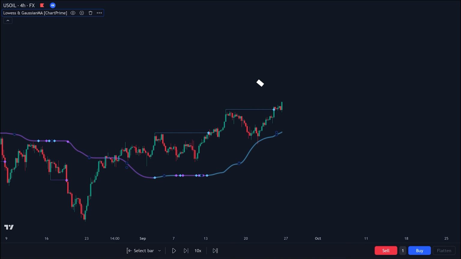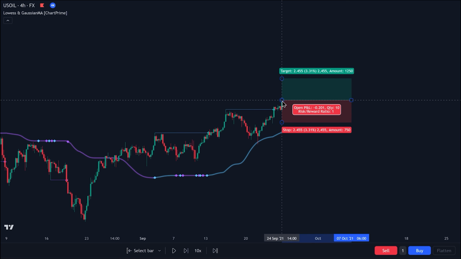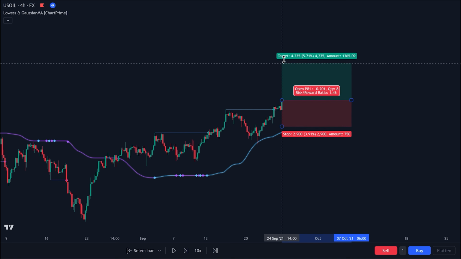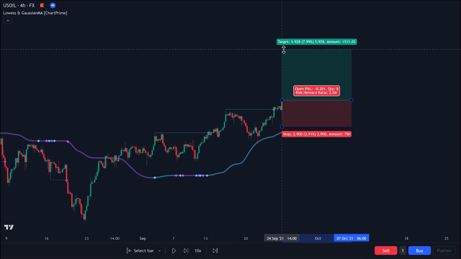Once the price breaks through the pivot with strong upward momentum, it provides confirmation that the uptrend is continuing. After this clear breakout from the pivot, that's when we enter the buy position. To manage risk, we set our stop loss just below the previous swing low. Our take profit target is set higher, aiming for a risk-reward ratio of 2.0.